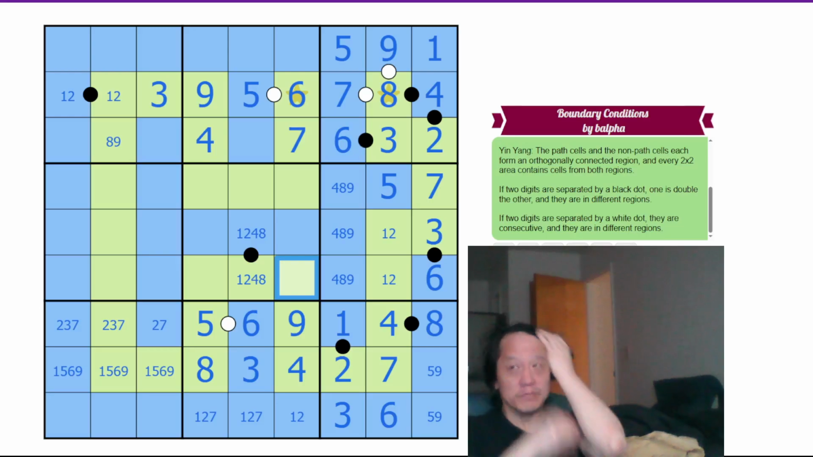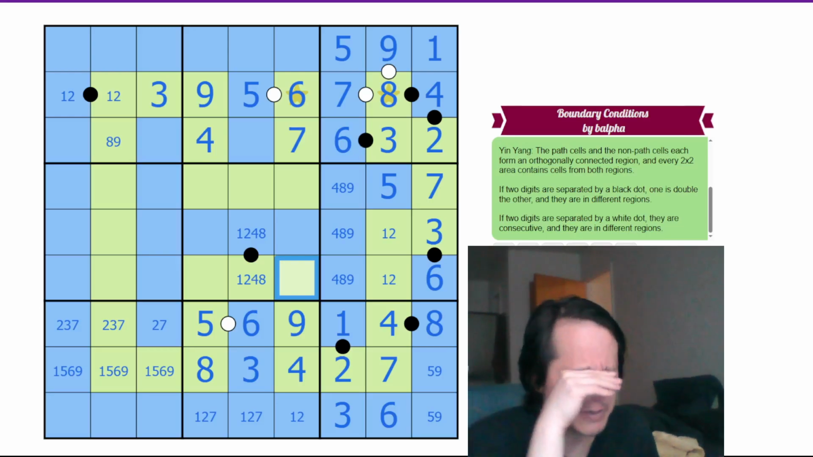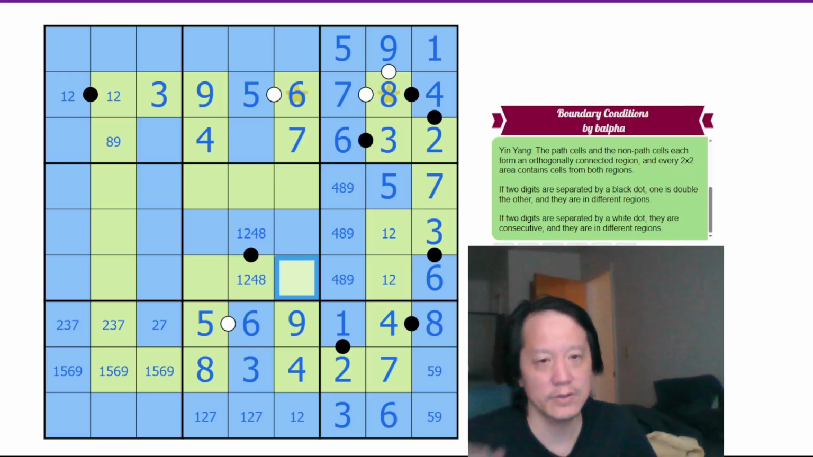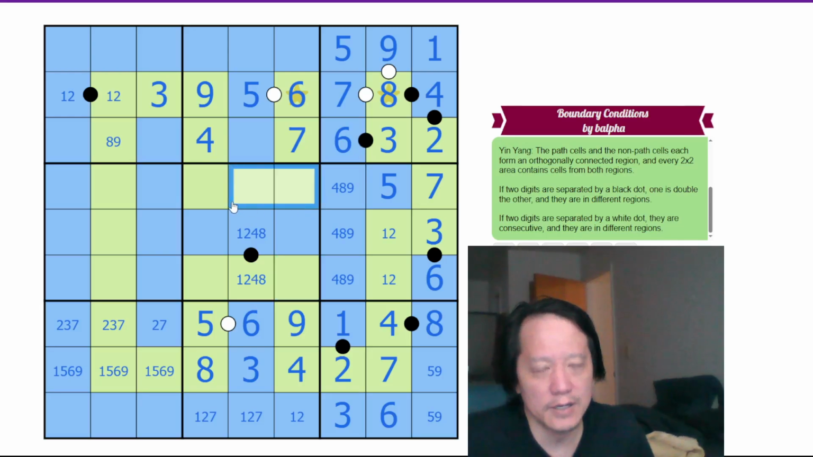Oh, my eyes are getting bothered by this. Okay. So this is the path. It does form on a yin-yang shading.